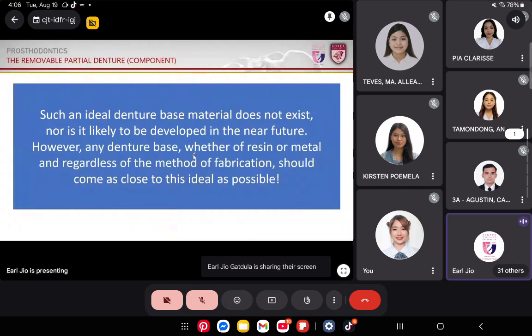or it is likely to be developed. However, any denture base, whether of resin or metal, and regardless of method of fabrication, should come as close to this ideal as possible. Okay? So, that's it.